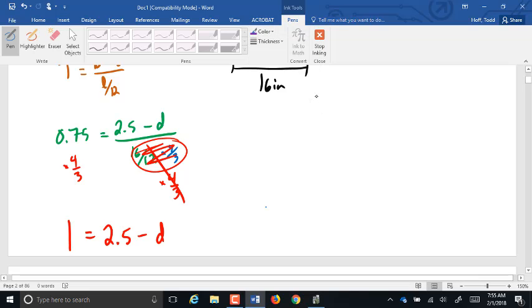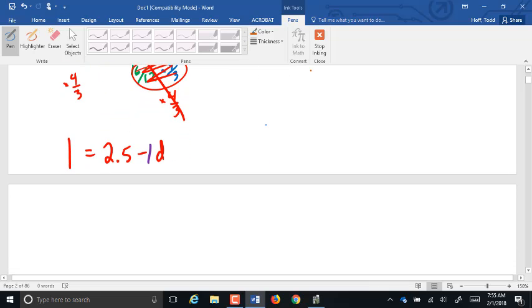To make this a little bit easier to comprehend, I'm going to put a 1 in front of the d, so it's 2.5 minus 1d. The reason I do that is now it's a little clearer that the 2.5 has been added and d has been multiplied by a -1. So to solve it, we're going to subtract 2.5.